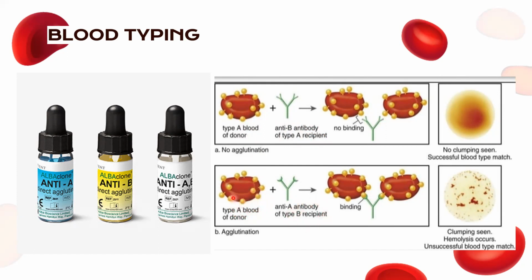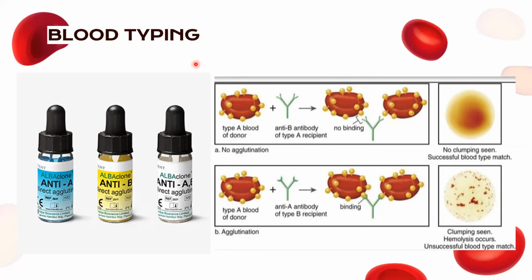So you can see here the circle, the antigens, and then type B recipient has anti-A antibodies. So there would be binding between the antigen, the circle, and the antibody. Thus, because of the binding, it results to agglutination, antibody antigen binding. So, since there is agglutination, clumping would be seen in the sample. Okay? Hemolysis occurs and there would be unsuccessful blood type match.